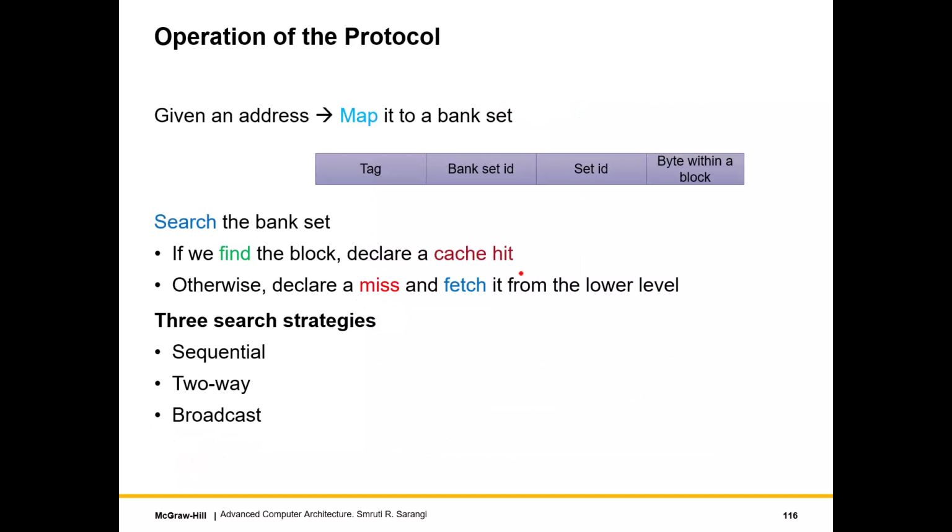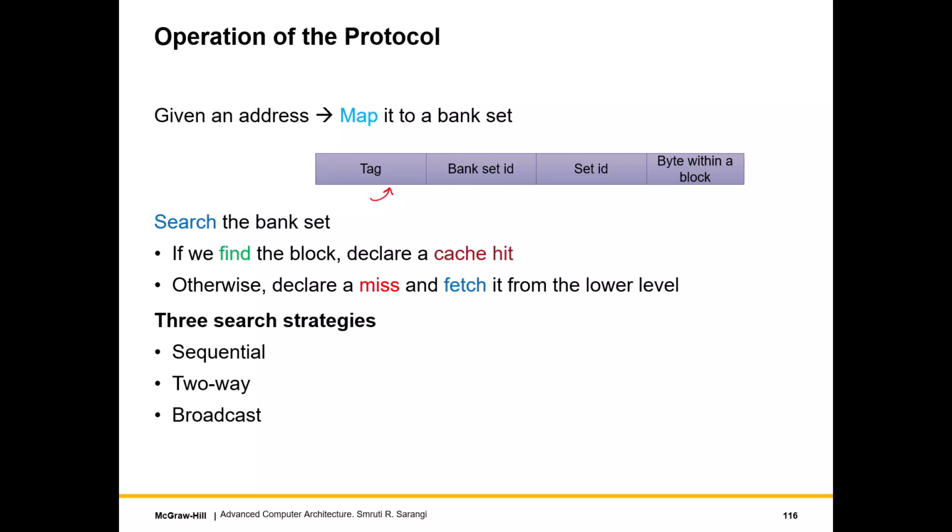So the operation of the protocol is like this: given a physical address, we map it to a bank set, which basically means that we'll have the tag, then the bank set ID, the set ID and the byte within a block. So in this case, even if there is clustering on the bank set, as we shall see, it's not a problem, because there are a lot of banks in the bank set, and we can take care of that.